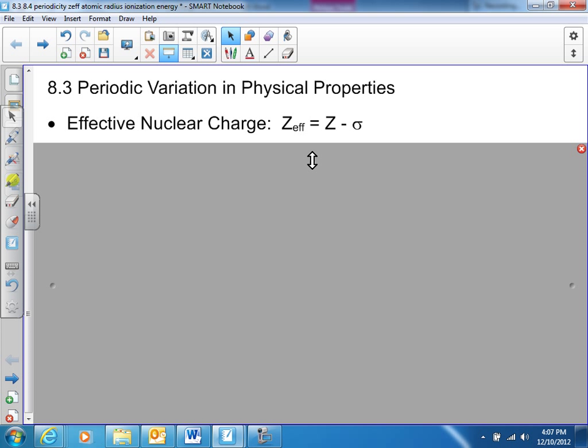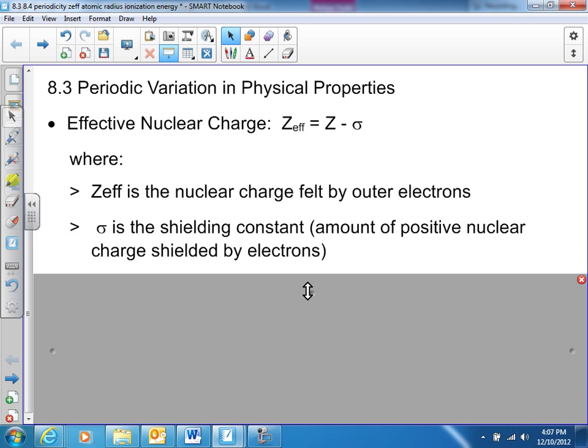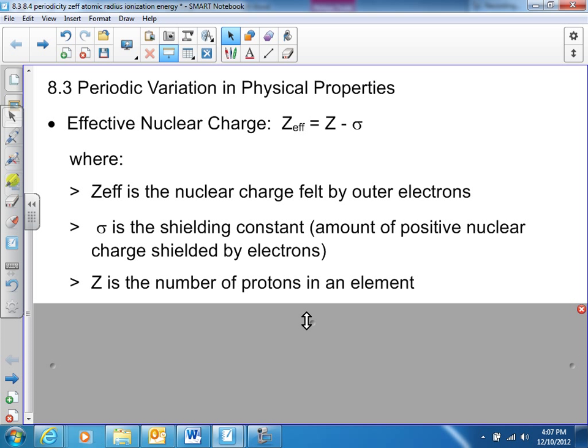So one periodic property is effective nuclear charge, otherwise known as Zeff, Z effective. And Z effective is Z minus sigma. What in the world are Z and sigma? I already told you what Z effective is.